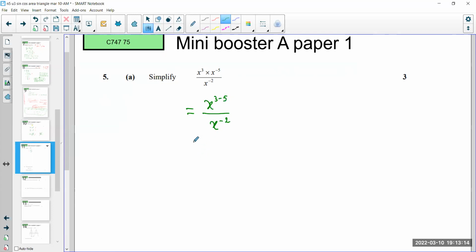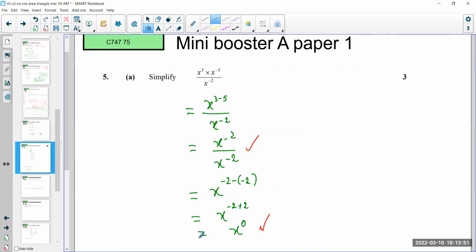What is 3 minus 5? It's negative 2, x to the power of negative 2. First mark here. Now, the next stage, when you divide, you take away, so that would give you minus 2 minus minus 2. And that is just x to the power negative 2 plus 2, and that is x to the power 0. That would give you your second mark.